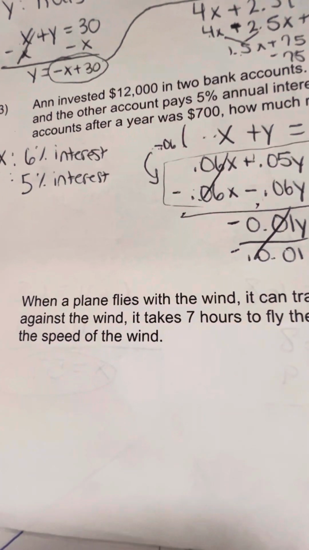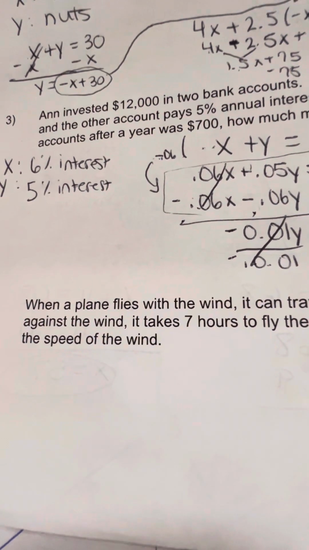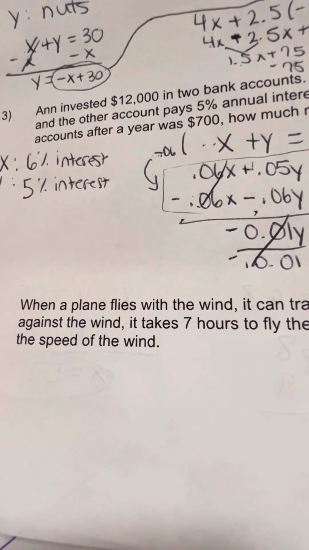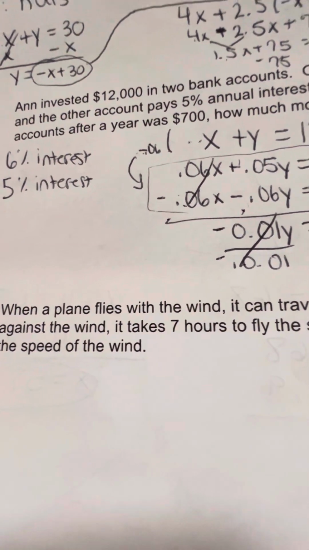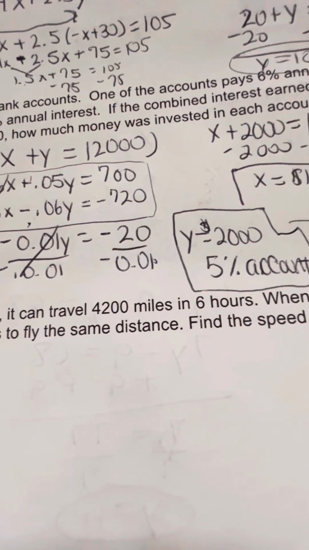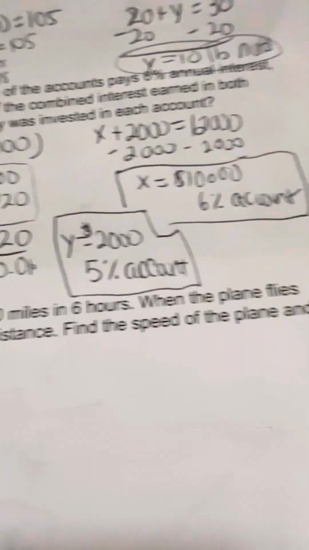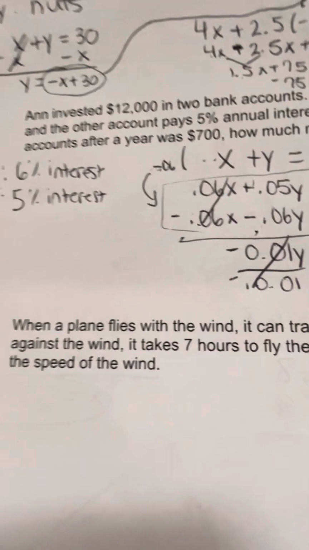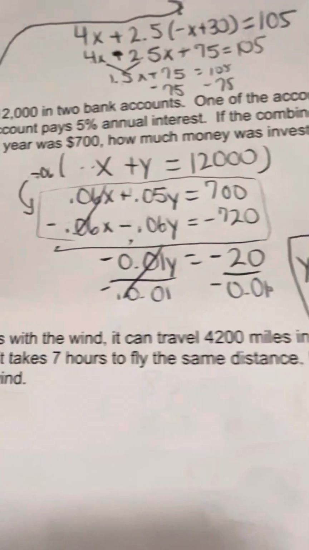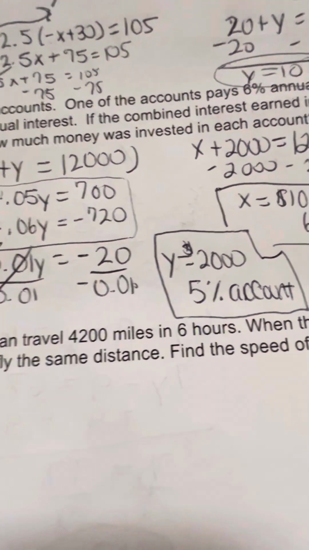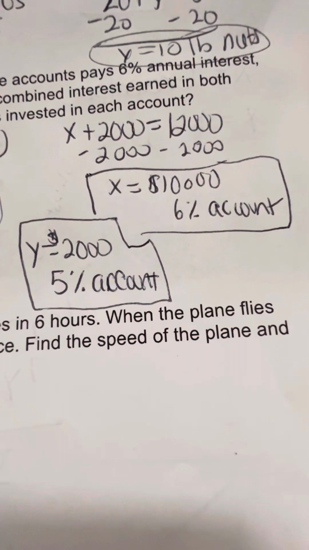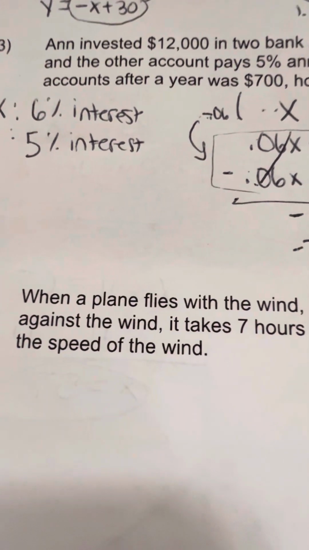All right, these are really tricky questions. We're talking about wind and planes flying in the wind. So we have a plane that flies in the wind and it can travel 4,200 miles in 6 hours. And then when the plane is flying against the wind, it takes 7 hours to fly the same distance. So we're going to try to find the plane's speed as well as the speed of the wind.